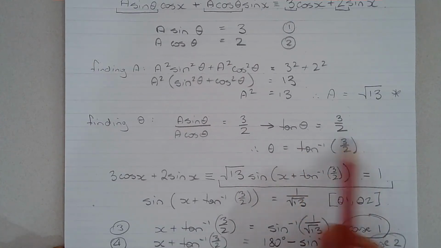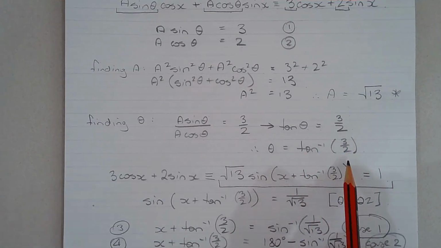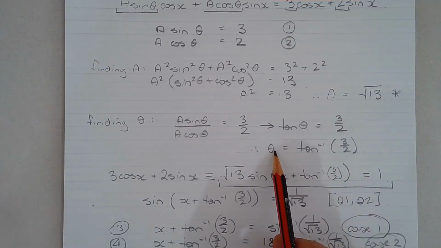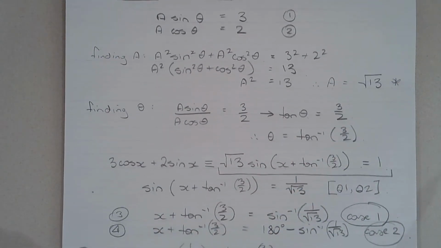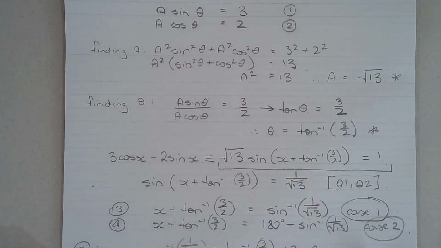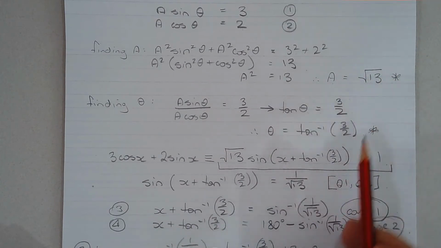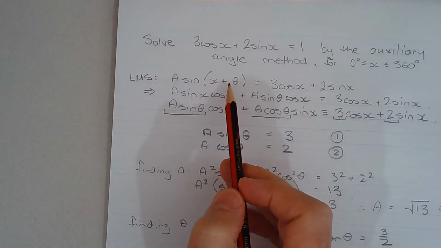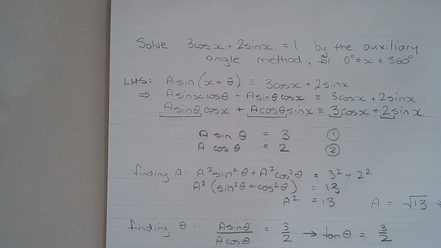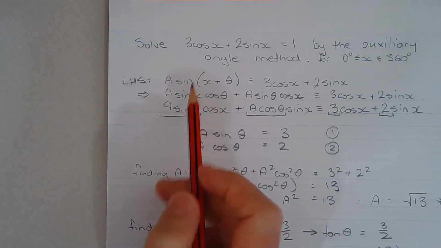So I'm going to leave it in exact form. I'm not going to evaluate this angle or this theta. This is the value of our auxiliary angle. Now let's substitute the value of a, which is another very important value. We're going to substitute our value of a and our value of theta into this trigonometric ratio of a compound angle, the a sine x plus theta.